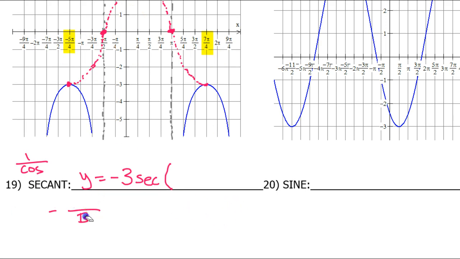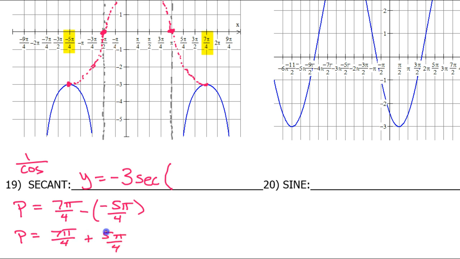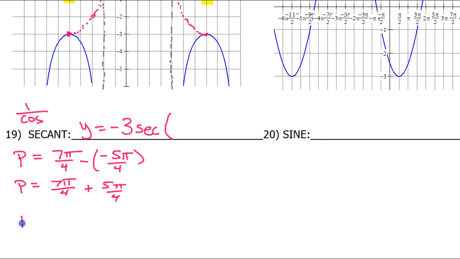Okay, in fact, let me just start over. So the period is going to be the high value minus the lower value. So if I do 7 pi over 4 minus -5 pi over 4, that should give me the period. Now, when you subtract a negative value like this, you add. So this is 7 pi over 4 plus 5 pi over 4. So that means that the period is 12 pi over 4, which means that the period is 3 pi.